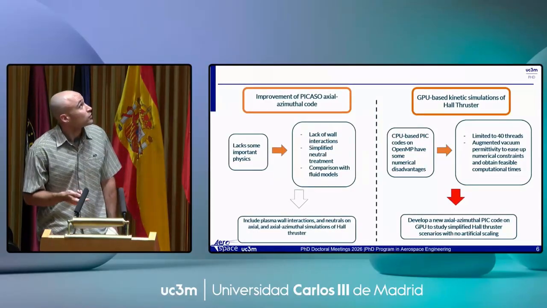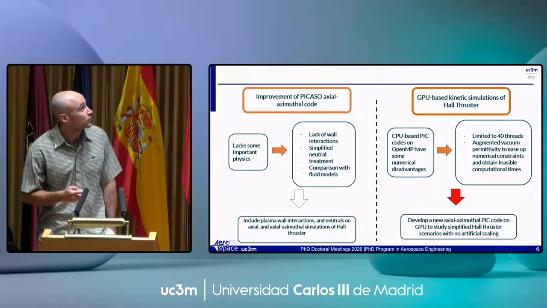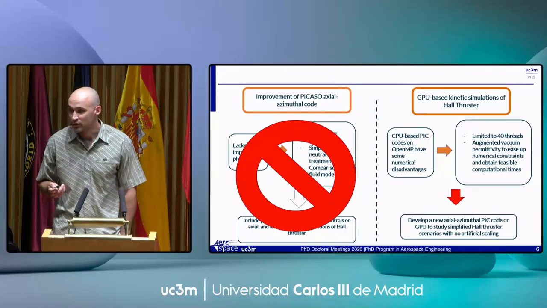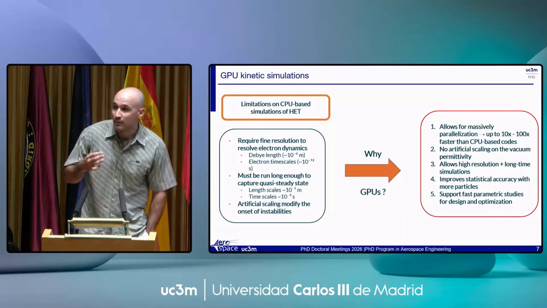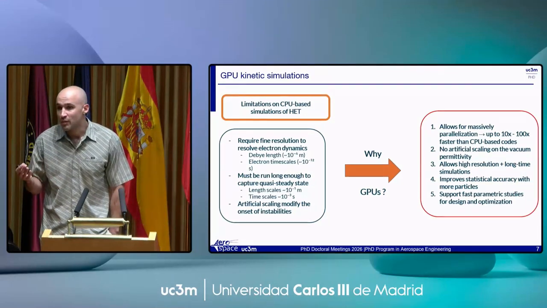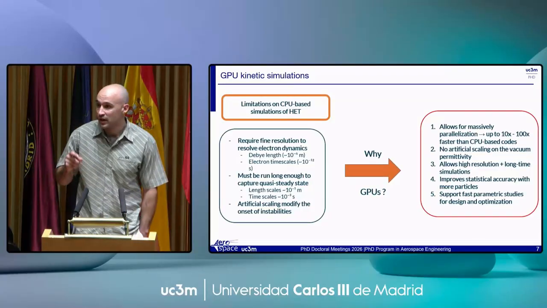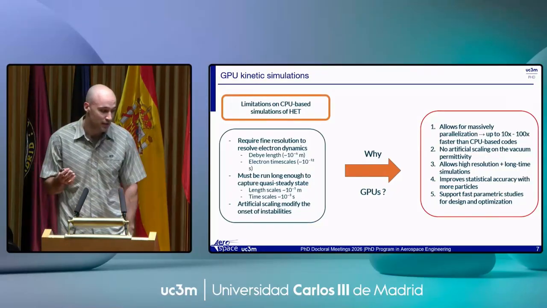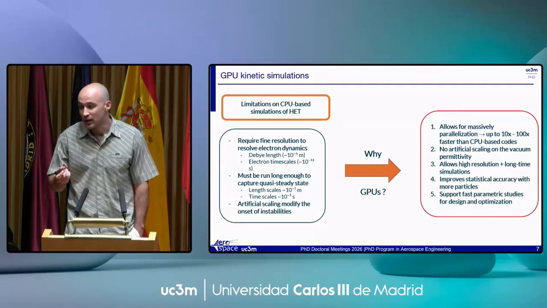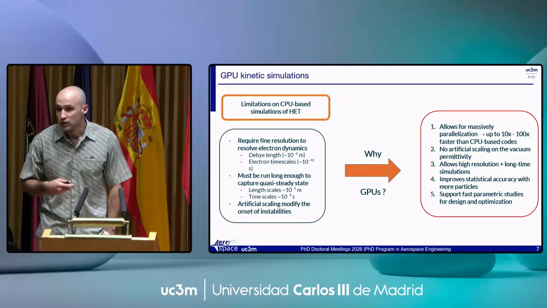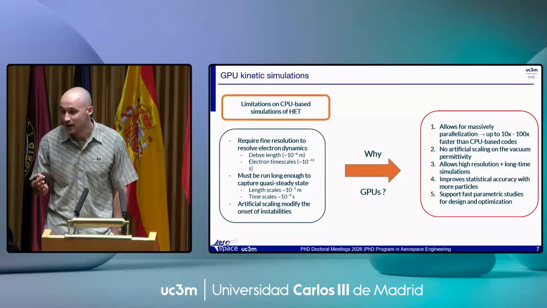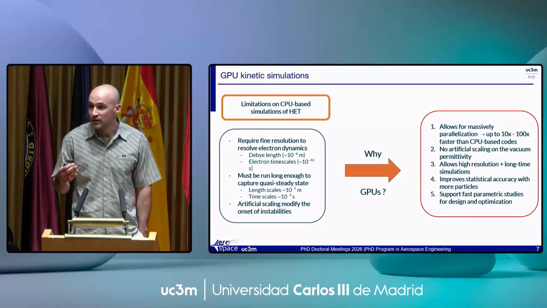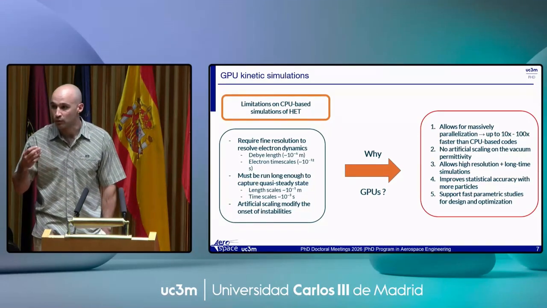Last year, I talked a lot about the improvement of Picasso, so I decided this year to not talk about it, but if you have questions, I'll be happy to answer them. So we'll just focus on the GPU simulations and why they are important. The Picasso code, which runs on CPU, has some limitations. In this type of plasmas, you're required to resolve the electron dynamics, the Debye length and the timescales, and the simulations have to run long enough to capture a quasi-steady state. Since this is computationally very expensive, usually people apply artificial scaling on the vacuum permittivity. We use GPUs because they allow for massive parallelization, as well as not having any artificial scaling on the vacuum permittivity, high resolution, and good statistical accuracy, since we can put more particles in our grid.